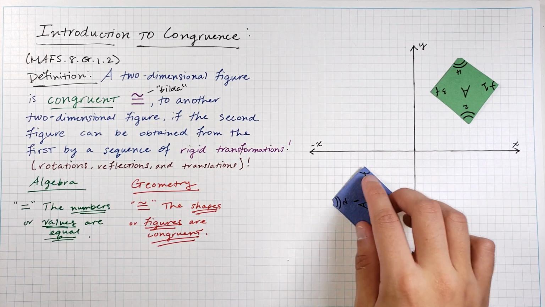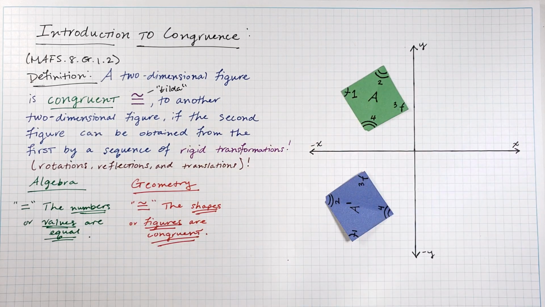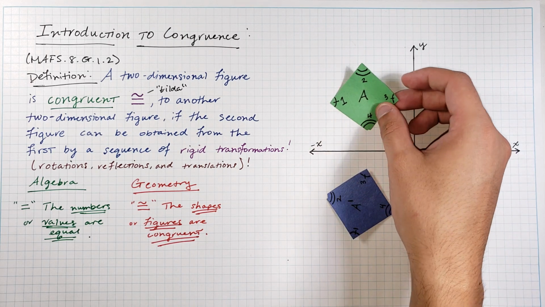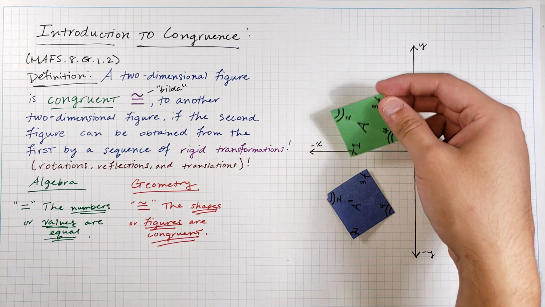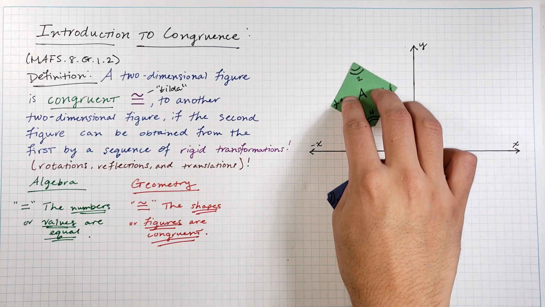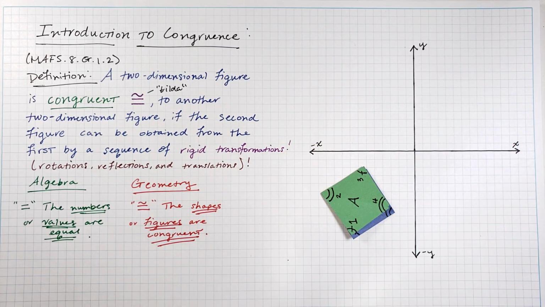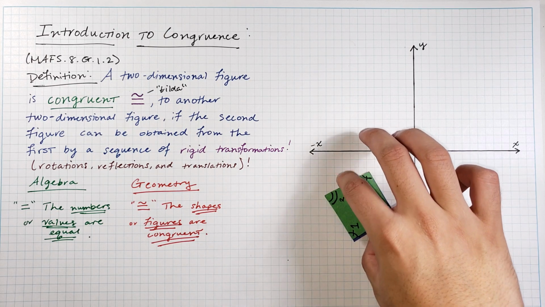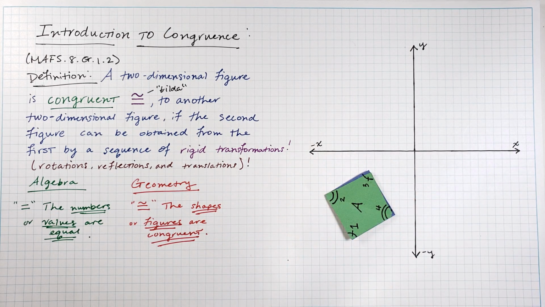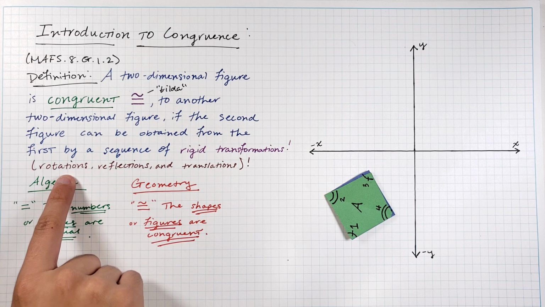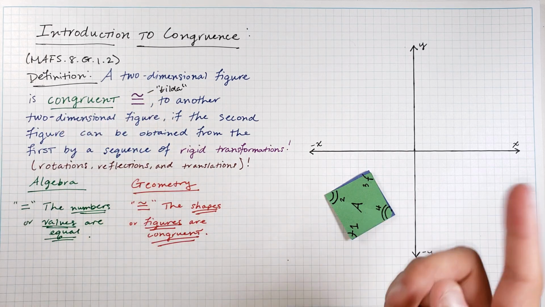You could even do this. Let's say we started here. Is there something we could do to A so that we got A prime? All we'd have to do is rotate it 90 degrees counterclockwise. Rotate it 90 degrees counterclockwise and look, it falls right on top of each other. Because we rotated, which is a rigid transformation, we're good.